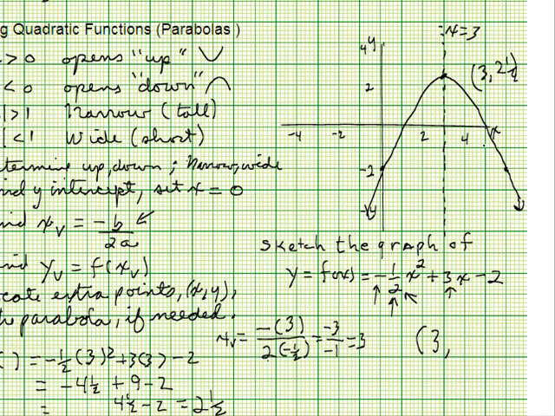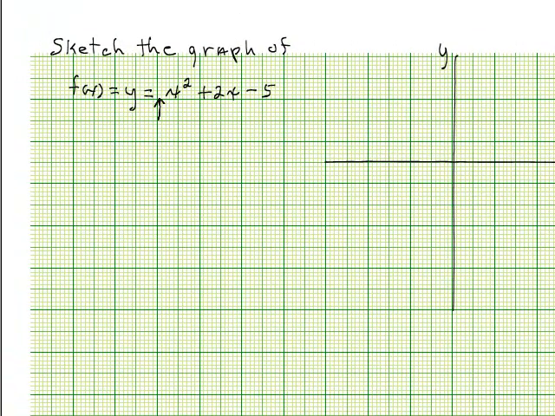Now let's try a graph where things don't work out so well. The next one says sketch the graph of what appears at first to be a much simpler parabola: y equals x squared plus 2x minus 5. Again, the first thing I'd like to know is, does it open up or down, or is it wide or narrow? Well, this time the coefficient of x squared is 1 understood. It's invisible, but you have to know that there's a positive 1 there. And since a is greater than 0, it's positive 1, it opens up.